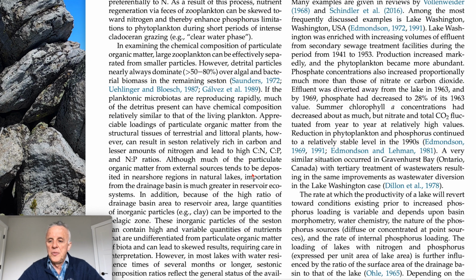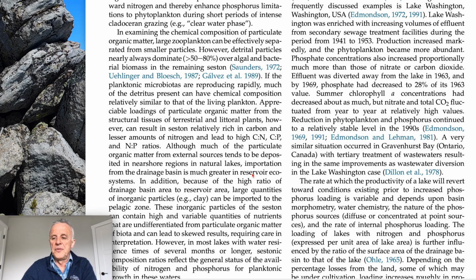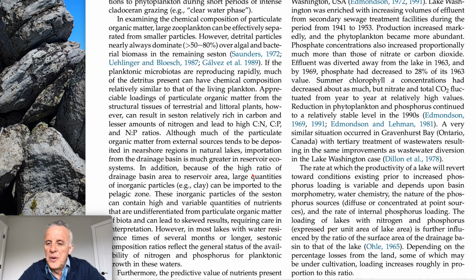Lake Washington was enriched with increasing volume of effluents from secondary sewage treatment facilities during the period from 1941 to 1953. Production increased markedly and the phytoplankton became more abundant. Phosphate concentration also increased proportionally, much more than those of nitrate or carbon dioxide.